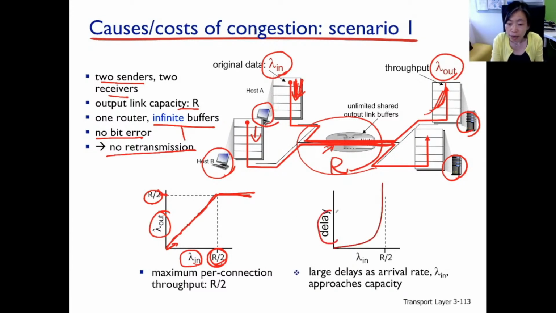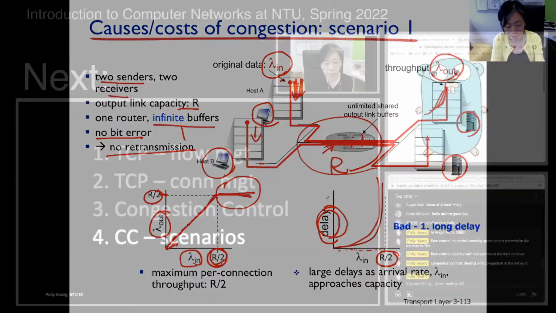Now, the delay is going to show this way because when lambda in continues to increase, as you reach half of R, it reaches also the link capacity. Because this is also half of R, this is also half of R, so here R is completely occupied. So when we approach the link capacity, the queuing delay is approaching infinity. So the first bad thing you see already is long delay, when we send a lot more data than what the network can accommodate.